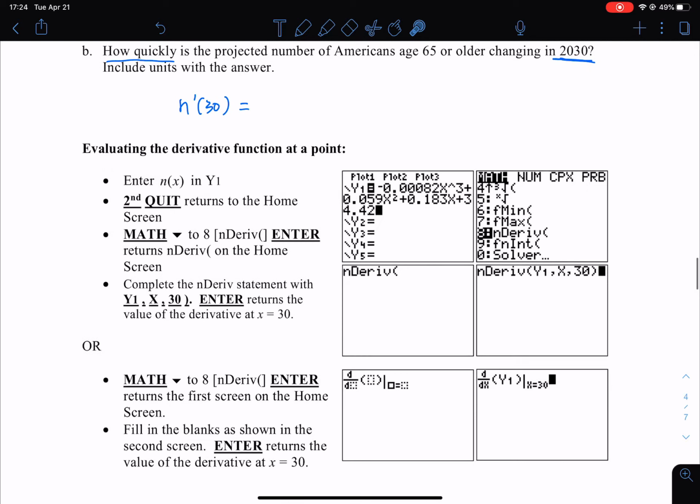So actually, we have two different forms. It depends on your calculator. This is the first type. You just see this is the y1, which is our function, x the input variable. 30 is actually just the input value.